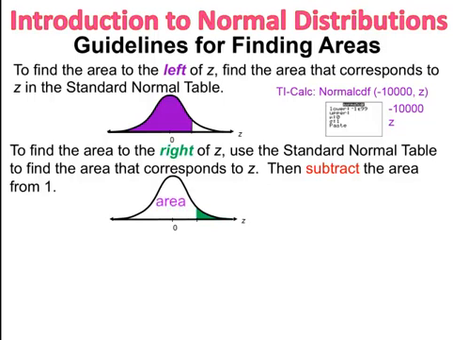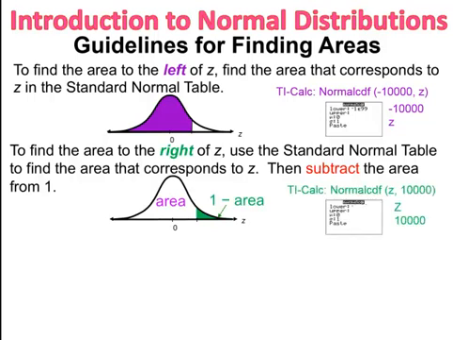Now, if you're using the calculator, instead of our lower value being negative infinity, our lower value is the z-score now. So you would put the z-value first, and then notice when you look at the shading, it's going off indefinitely in the positive direction, so you would need to use positive infinity in the upper value, or in the second position in the older calculators. And 10,000 will represent infinity in our calculators.